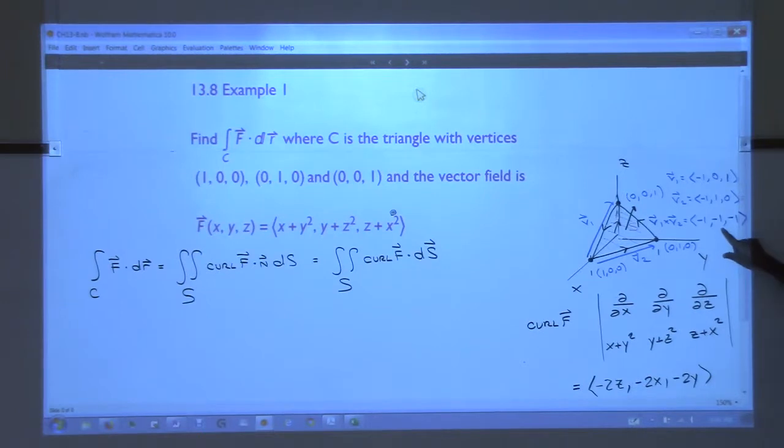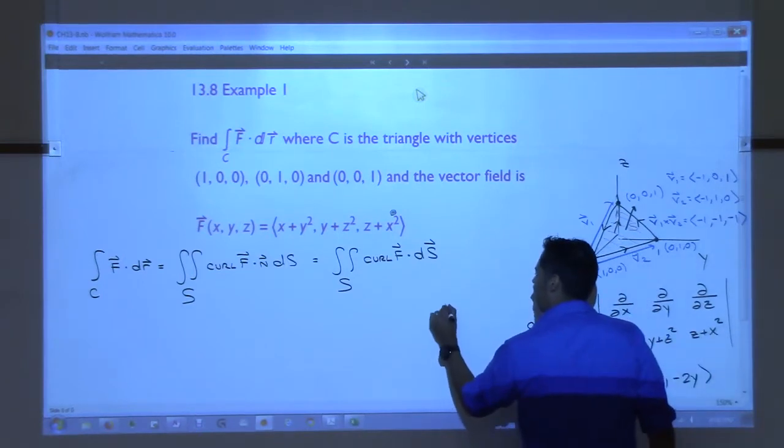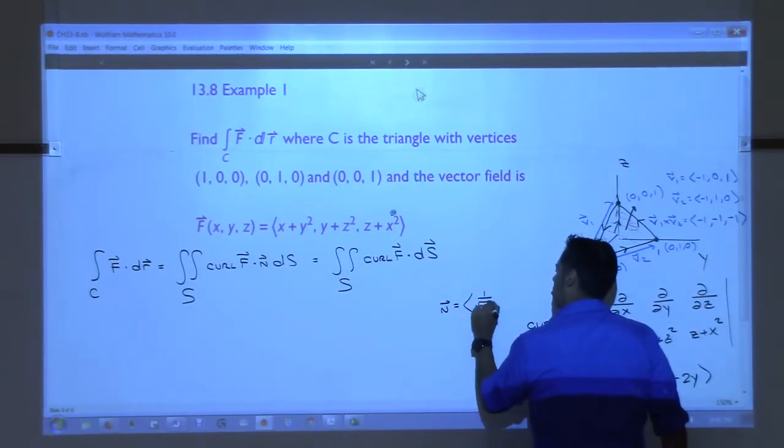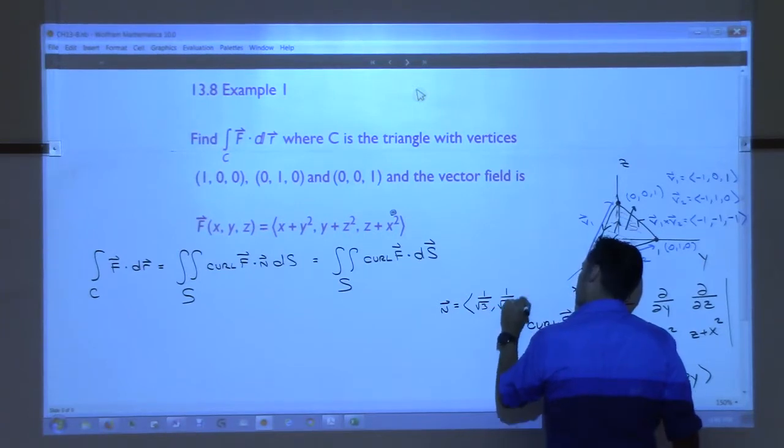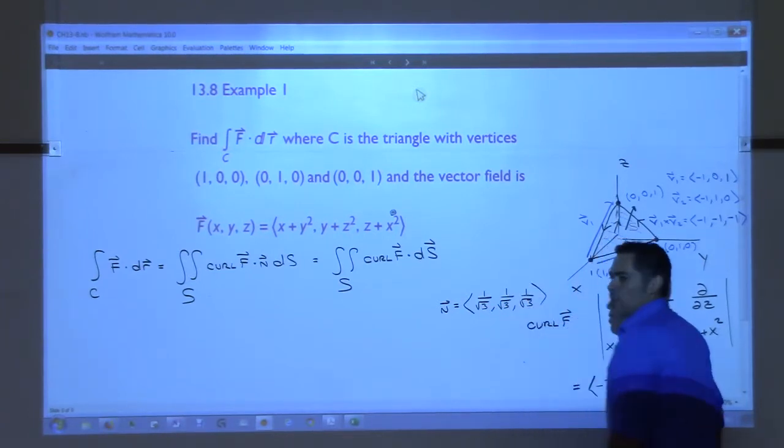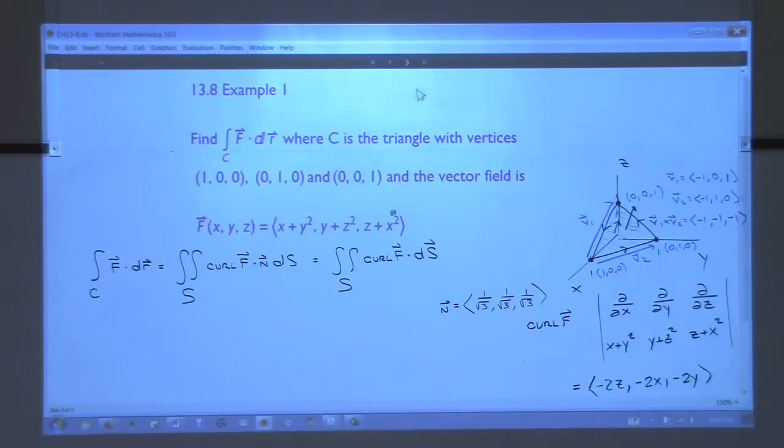So is this vector going to work? Which way is this one pointed? Inward, right? It's almost like a center-seeking vector. So we need to actually change this to 1, 1, 1, and we need to scale it to be square root of 3. So the normal that we're going to use is 1 over root 3, 1 over root 3, 1 over root 3. That normal will satisfy the conditions for Stokes' theorem. And you got the root 3 by? Dividing by its own length. Got it, right? Okay.